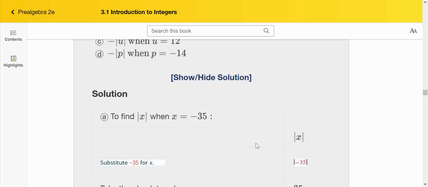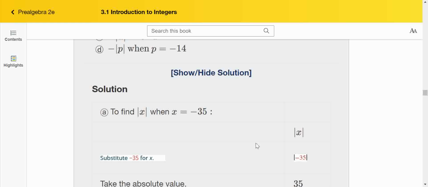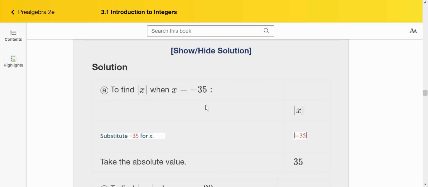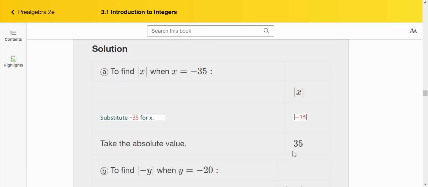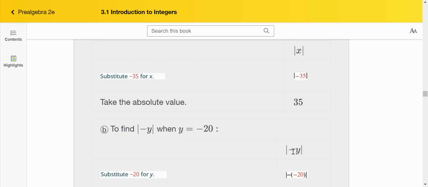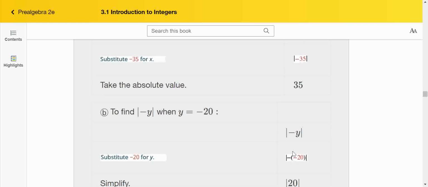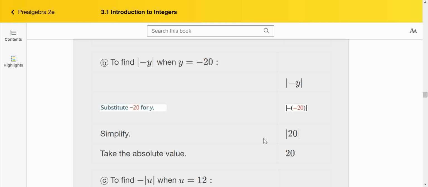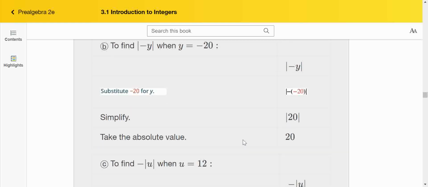And to do this, we substitute for a to find absolute value of x when x equals -35. You substitute in -35, take the absolute value, and we get 35. To find the absolute value of -y when y equals -20, you'll notice that the substitution of -20 for y is in the parentheses. And when we simplify, it becomes +20. Taking the absolute value becomes 20.